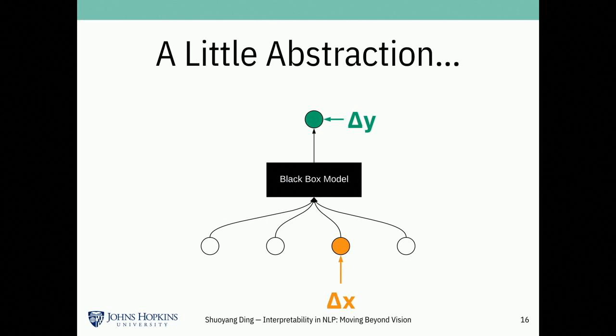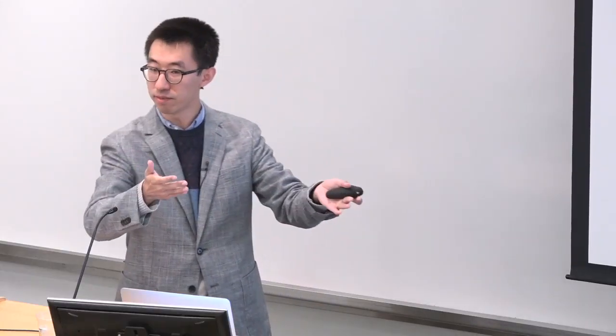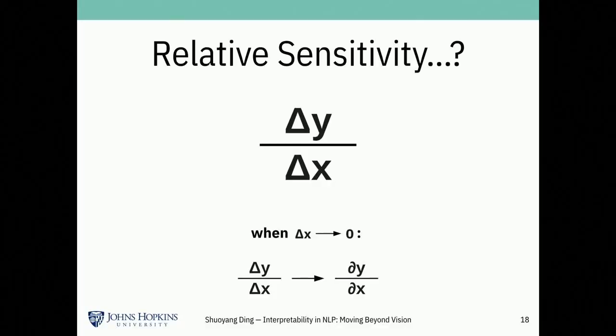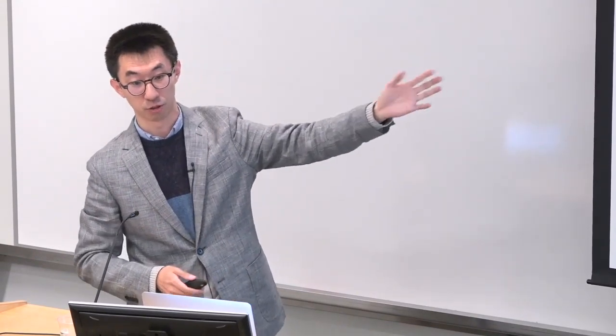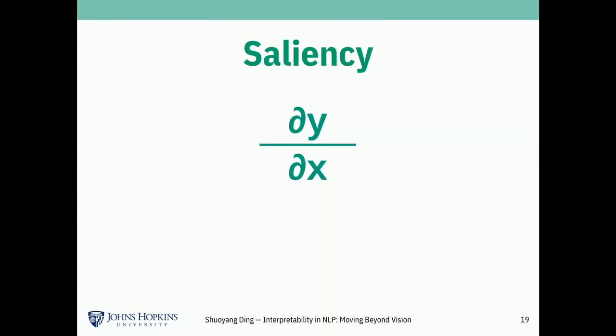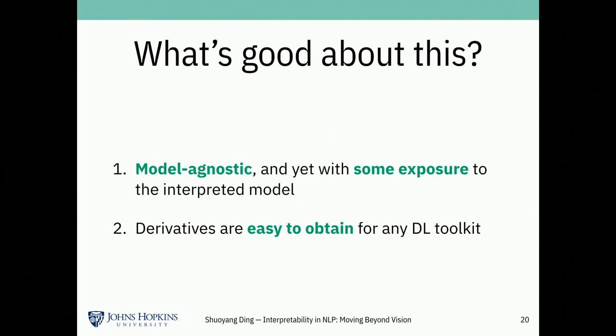All right. So the problem is that, intuitively, if you apply a big perturbation on the source, you will correspondingly get a big perturbation on the output, right? So what you really want is some kind of relative sensitivity that is defined like this. And if you still remember some calculus, when delta x approaches 0, this is really just the partial derivative of the output with regard to the input that you're trying to perturb. So from now on, we're going to define this partial derivative as saliency, and you'll keep hearing this term throughout this talk.